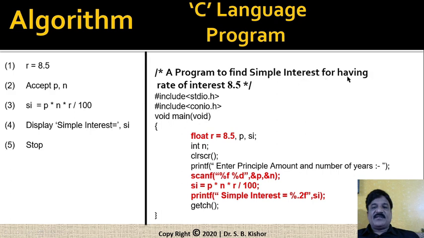Now, a program to find the simple interest with a rate of interest of 8.5. Here the rate of interest has already been given. So what are the unknown values? There are two unknown values, that is the principal amount and the number of years. Accept them, perform the calculation and display the result.